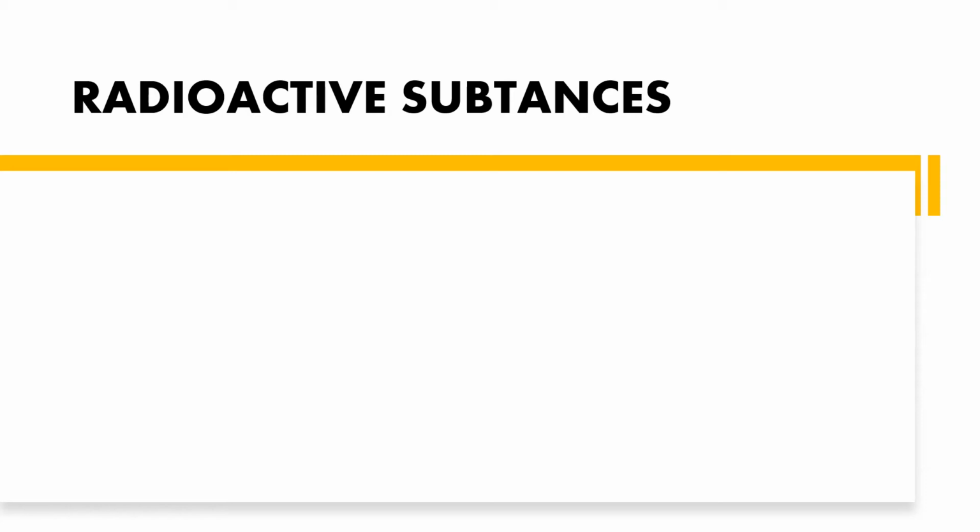What is radioactive substance? Radioactive substance is the elements that have an unstable nucleus. What does it mean by unstable nucleus? A nucleus becomes unstable because the strong nuclear force that holds the nucleus of the atom together is not balanced with the electric force that wants to push it apart.